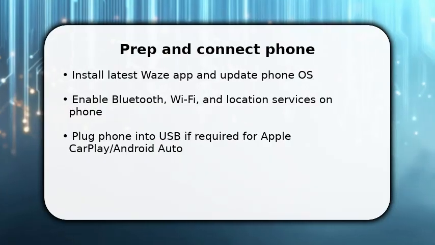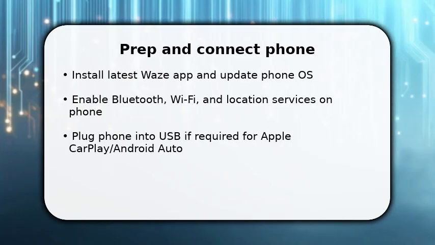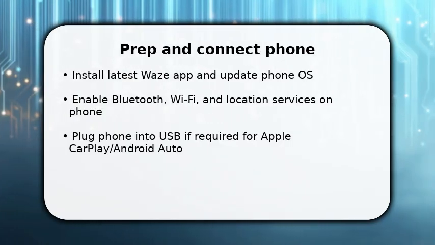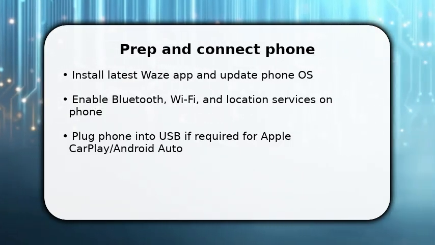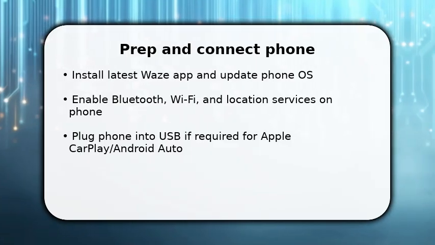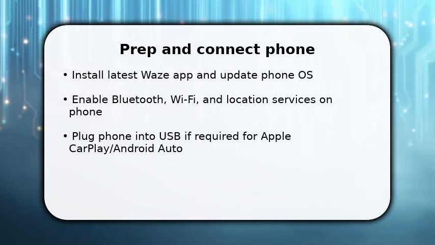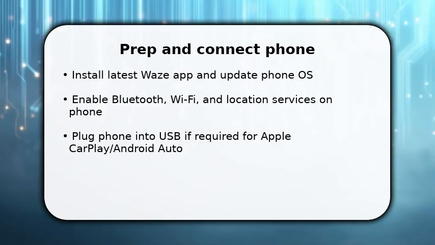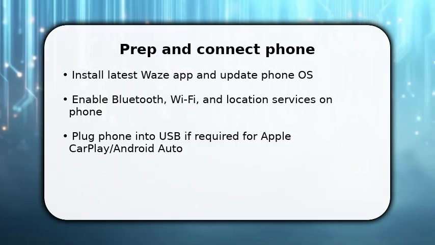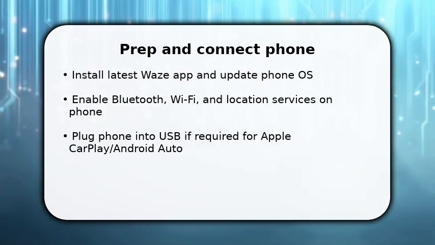You start by preparing your phone and sync. Make sure Waze is installed and phone OS is up to date. Enable Bluetooth, Wi-Fi, and precise location. Plug into the Ford's USB port when required, because some sync versions need USB for Apple CarPlay or Android Auto.